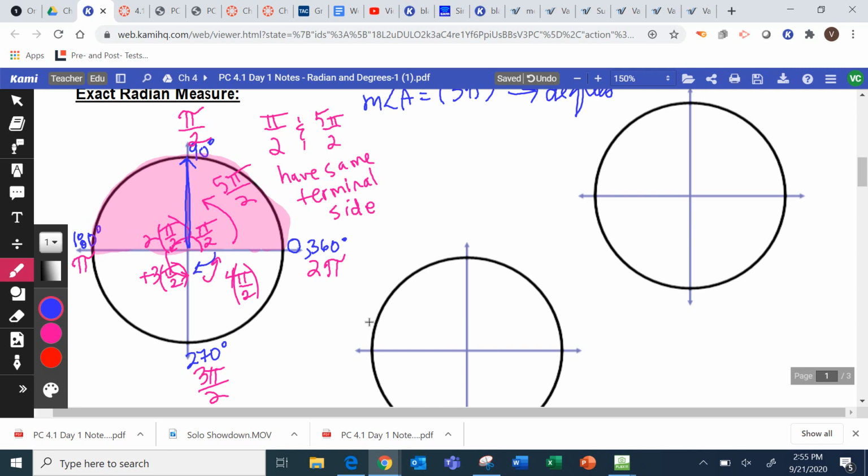I could go negative pi over 2 and negative pi and negative 3 pi over 2. So I can go the other way as well. I just want to show you that we're just going to count by pi over 2's in this case.